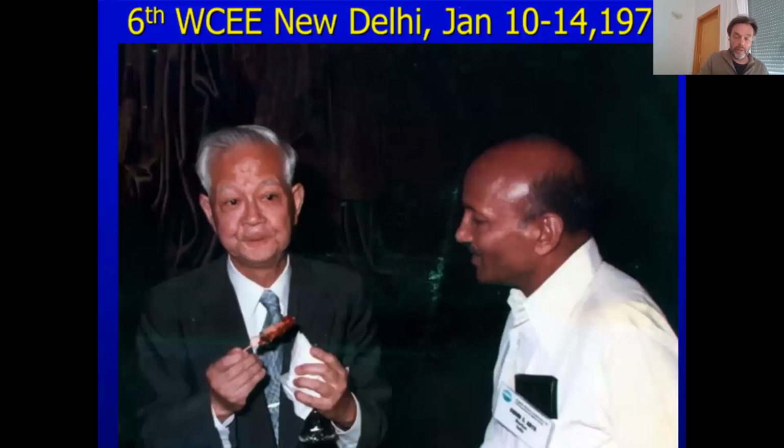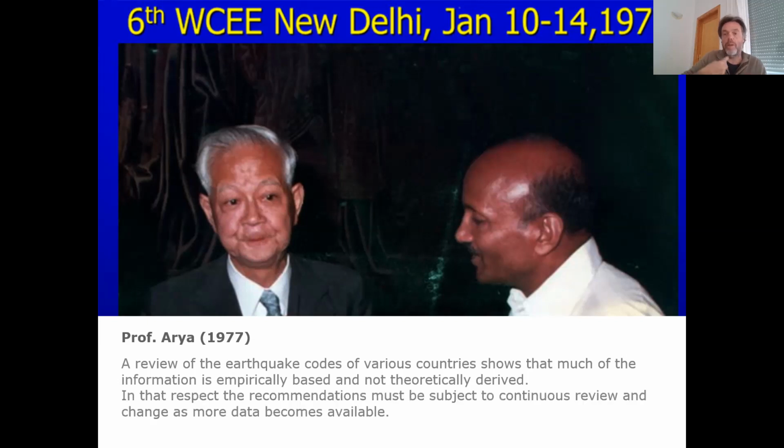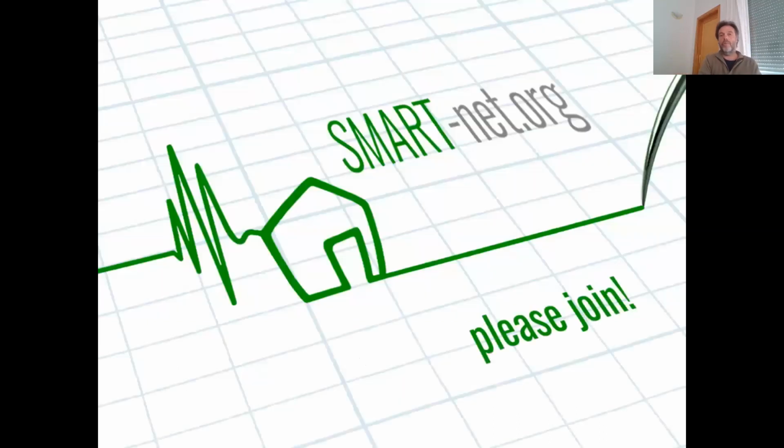And ironically, I'm not the first person to make this call, because already in 1977, Professor Arya said exactly the same. He said that at that point, the review of earthquake codes shows that much of the information is empirically based and not theoretically derived, and that it should be reviewed and improved over time. Unfortunately, it just didn't happen so far. So this is what we try to do.